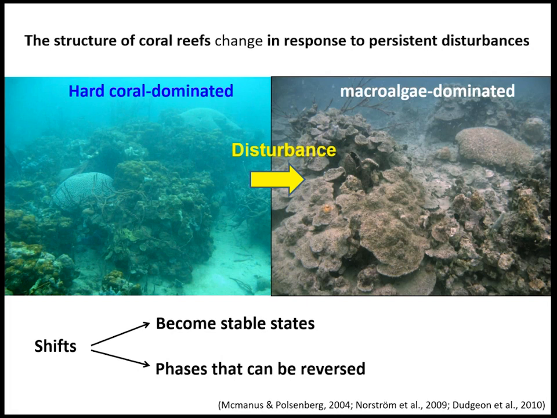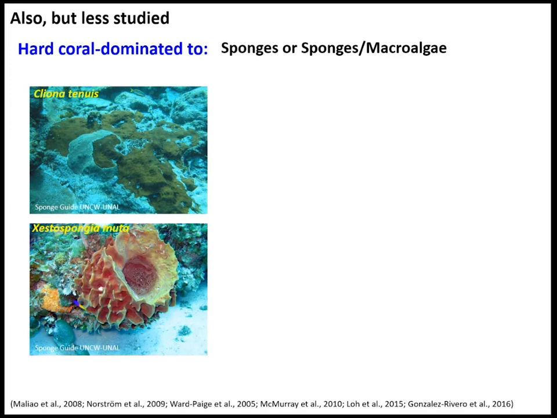So besides this type of shifting or transition, as you call it more in the vegetation world, there are other types of transitions, which is from hard coral dominated to just sponges or a mix of sponges and macroalgae. So I brought here some sponges that are becoming abundant in some regions. So that brown thing that you see is a sponge. It's an excavating and encrusting sponge. And this is the barrel sponge.